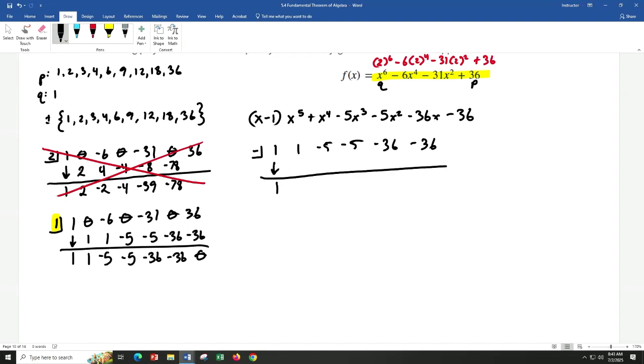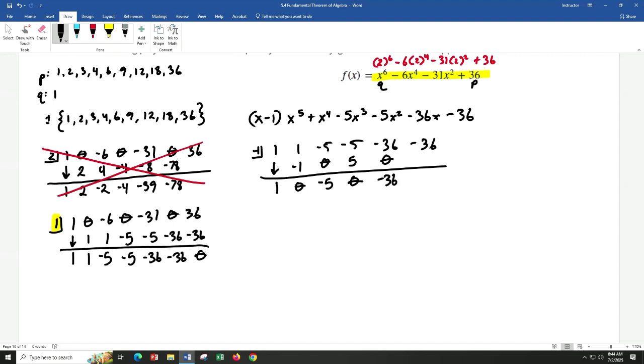Get a 1. 1 and -1 gives me a -1. That's going to go to 0. 0 times -1 is going to give me 0. So that just goes to 0 there. And that's going to give me a -5. Negative and a negative make a positive, and so that gives me a +5. That goes to 0. This will go to 0. I got a -36.